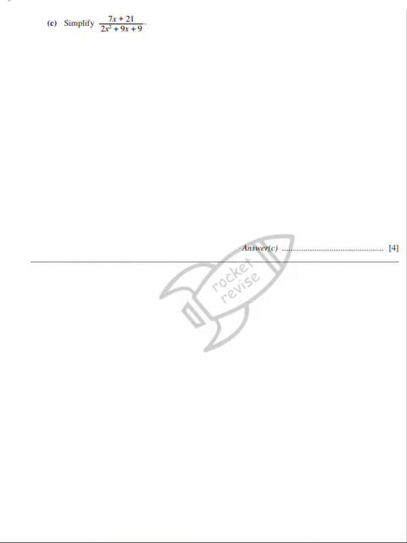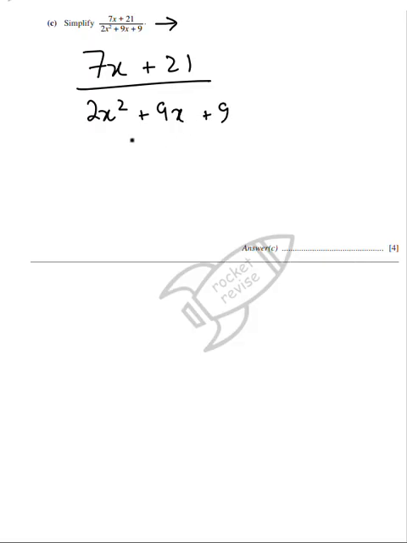Well. 7x plus 21 divided by 2x squared plus 9x plus 9. Now what do we do? Let's do one thing. Should we start taking common? Let me just rewrite it, making it a bit big. 7x plus 21 over 2x squared plus 9x plus 9. Do we have something in common? Yes, we do.